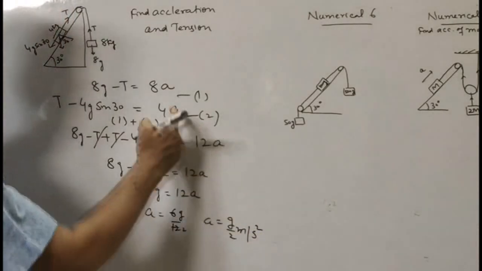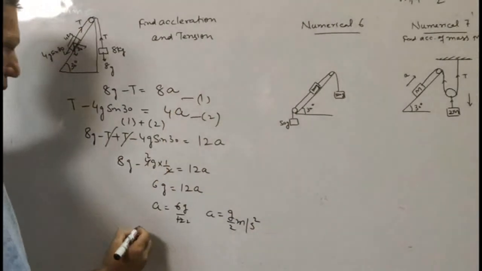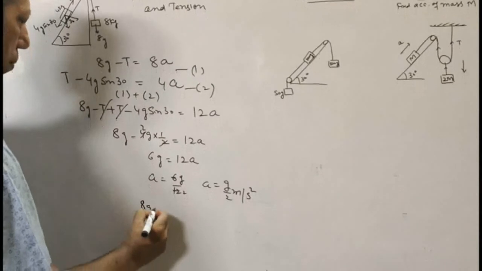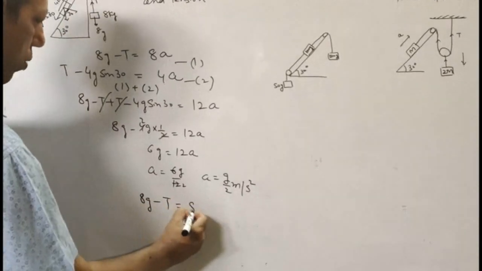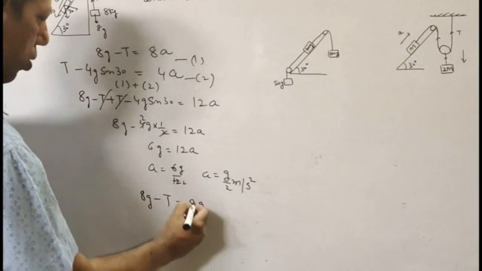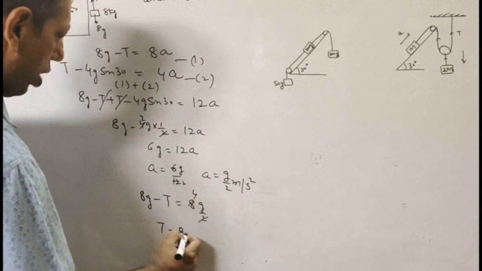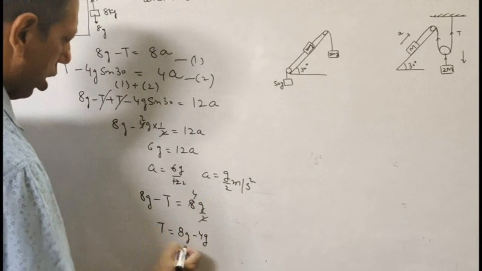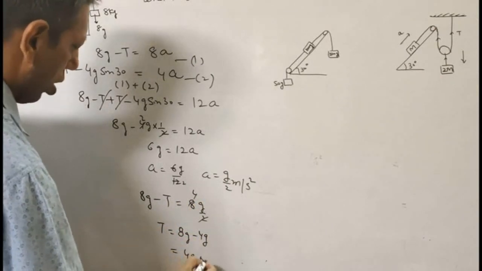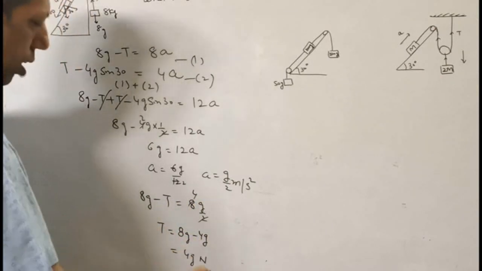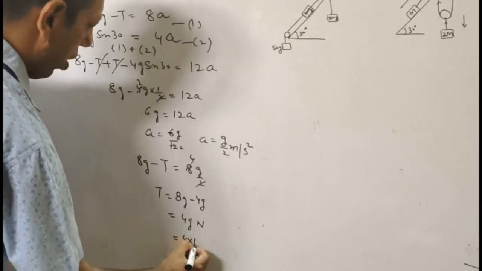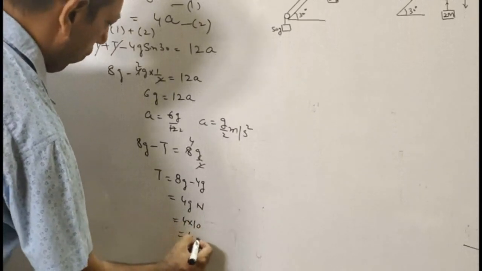Now substitute the value of this acceleration in equation number 1. 8g minus T is equal to 8 into g by 2. 2 fours are 8. The tension is equal to 8g minus 4g, which is equal to 4g newton. Or if g is 10 meter per second square, then 4 into 10, it is equal to 40 newton.